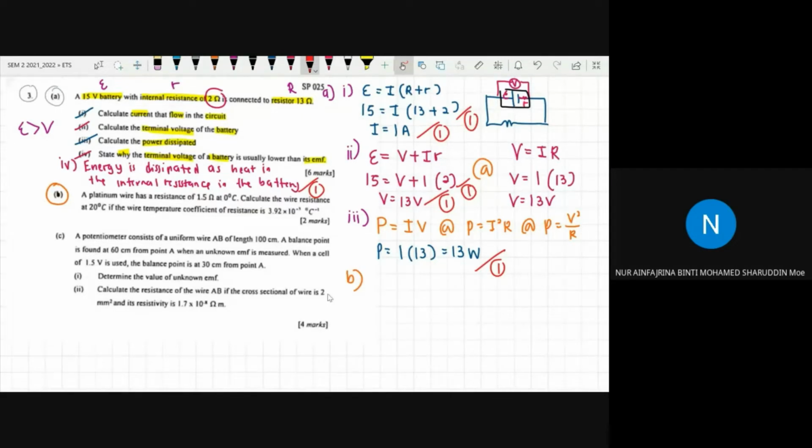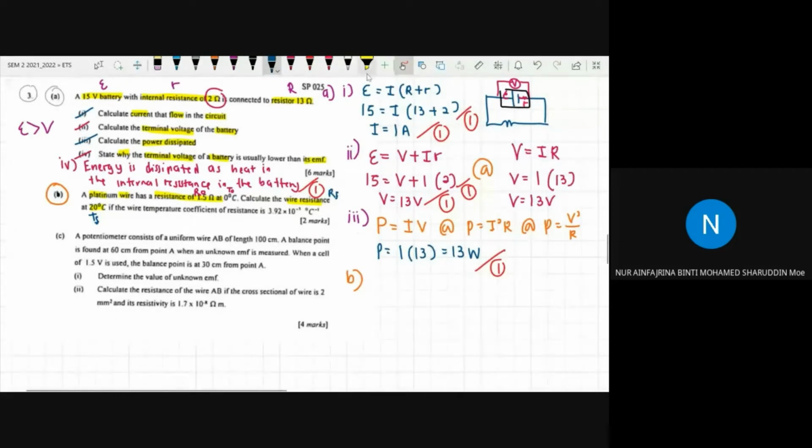Okay, dia cakap a platinum wire has a resistance of 1.5 ohm. Okay, at 0 degrees Celsius. So, maksudnya ini adalah dia punya initial temperature. So, ini adalah initial resistance dia juga. The question asks us to calculate the wire resistance at 20 degrees Celsius. So, waktu final dia. Okay, kita nak cari R final kita lah.